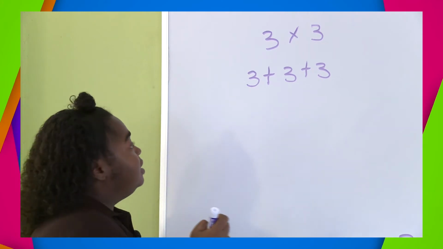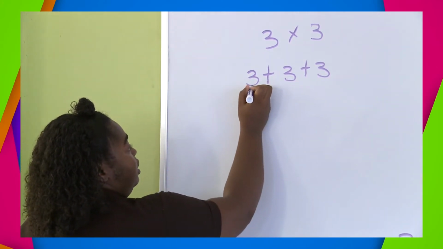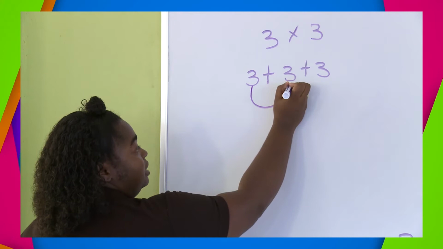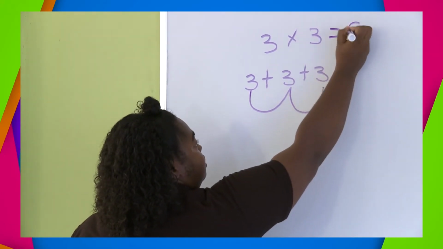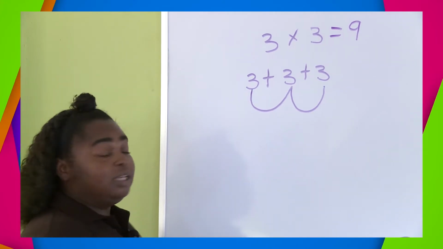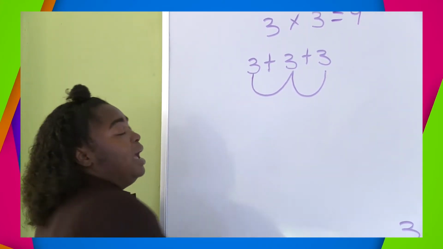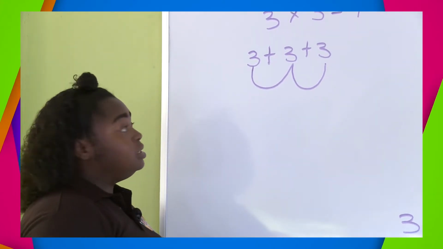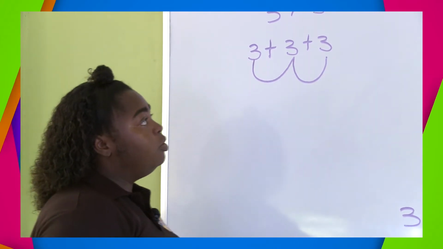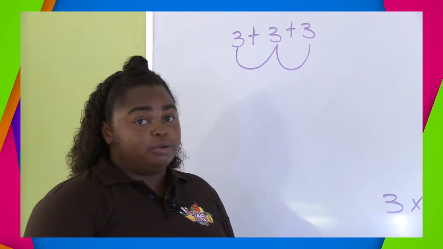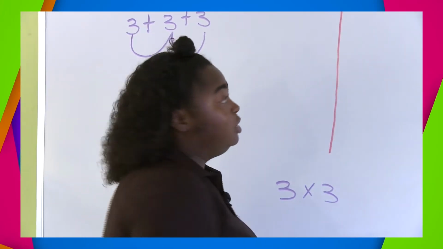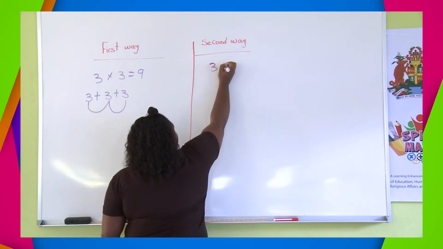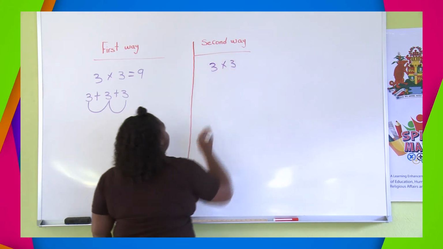Now, let us add them together. 3 plus 3 is 6, plus 3 is equal to 9. Now, I skip counted to get my answer. If you're not able to skip count, now we'll move to the second way to help you to do your multiplication. So we're still going to use 3 times 3. So we have 3 times 3 up here.